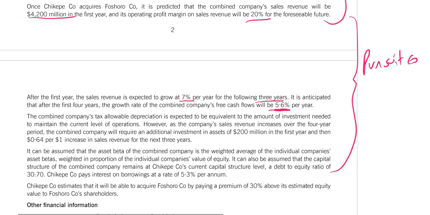Okay, the combined company tax allowable depreciation is expected to be equivalent to the amount of investment needed to maintain the current level of operation. Whenever this statement is given, please read it again, because it means there is no need to add back the depreciation. Whenever depreciation and capex amounts are the same, we will not be adding back depreciation, because depreciation and capex will cancel out each other. However, as the company sales revenue increases over the 4-year period, the combined company will require an additional investment in assets of 200 million in the first year, then 0.64 per year increase in sales revenue for the next 3 years.